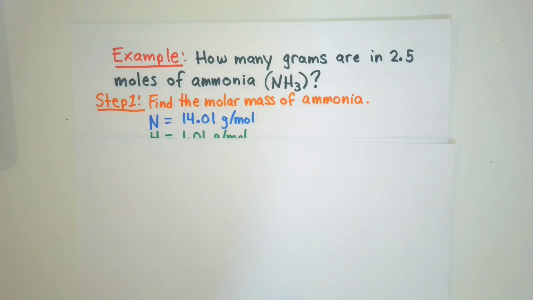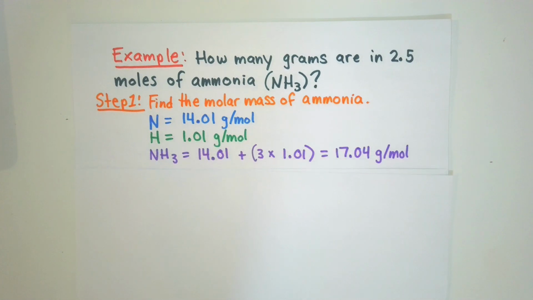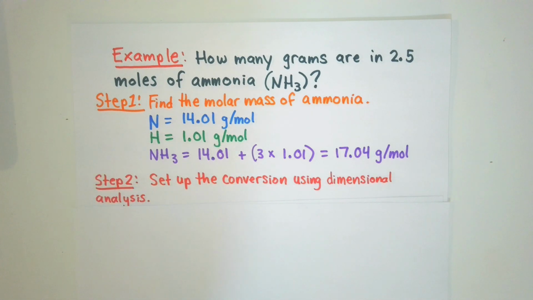Then next we're going to look at hydrogen. Each hydrogen contributes 1.01 grams per mole. And then finally we do it for the entire molecule of ammonia, NH3. So we have 14.01 grams per mole from the nitrogen, and then we have to add 3 times 1.01 because we have 3 hydrogens. And when we add that all out, we get 17.04 grams per mole.